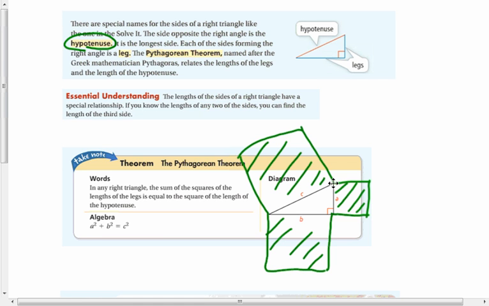If we use algebra to show that, then the area of this square is a squared, because both these sides are a. Both these sides are b, so the area of this square would be b squared. Both these sides are c, so the area of this square is c squared. And that's where we get this formula, a squared plus b squared equals c squared.